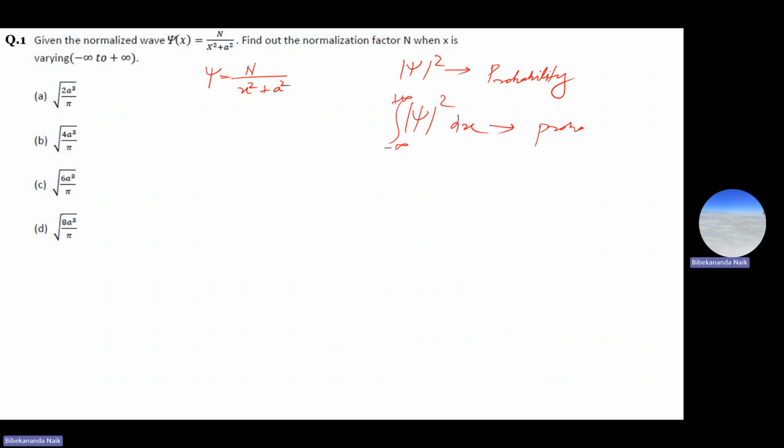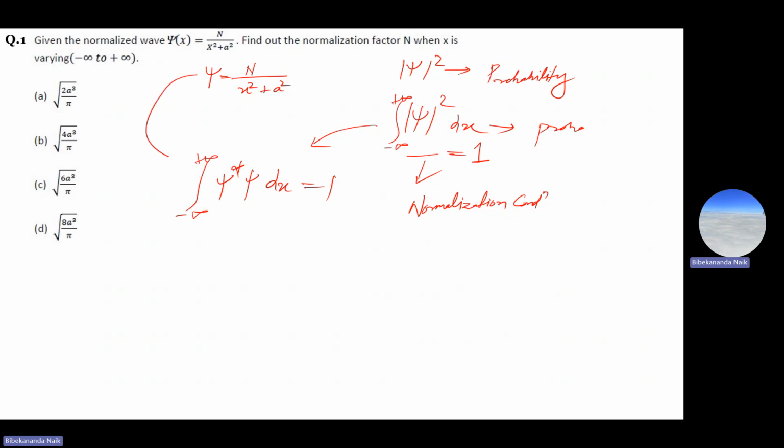And since the limits are from minus infinity to plus infinity, this integration will always yield 1. That is, the particle is definitely present between these ranges, minus infinity to plus infinity. So this equation is called the normalization condition. This condition can also be written as the integral from minus infinity to plus infinity of psi star psi dx equals 1. So we will perform the same integration using the given wave function.